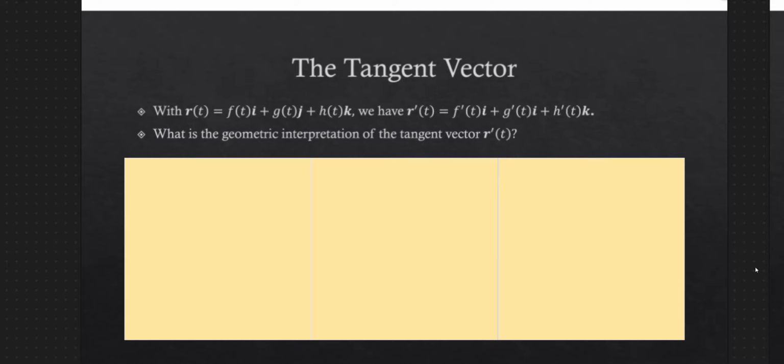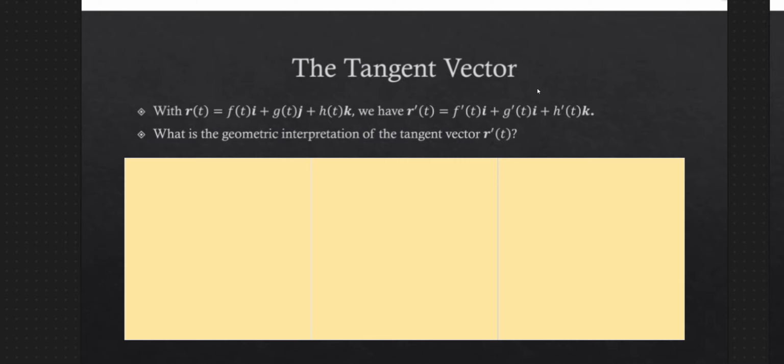All right, so what's the geometric interpretation of the derivative of a vector valued function? Well, it's the tangent vector. So what is a tangent vector? We know about tangent lines. The tangent vector is going to point along the motion.